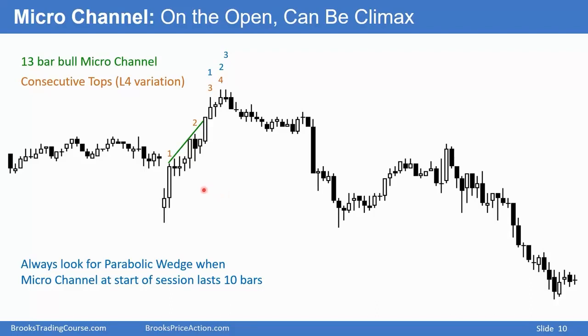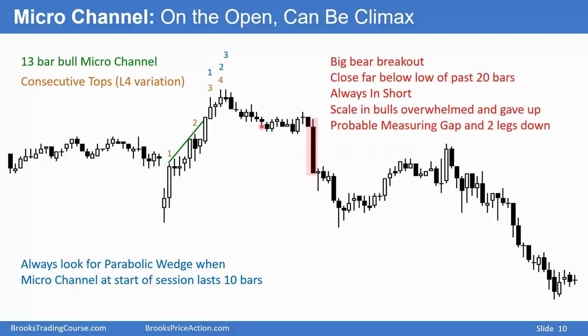You can call it a low 4 if you want. We tried to get a low 1, failed, tried to get a low 2, failed. And then we get a breakout, tried to get a low 1, failed, and then try to get a low 2. It's a type of low 4. We have consecutive tops. We tried to get a low 2 top here, instead got a breakout, and then tried to get another low 2 top here, and succeeded.